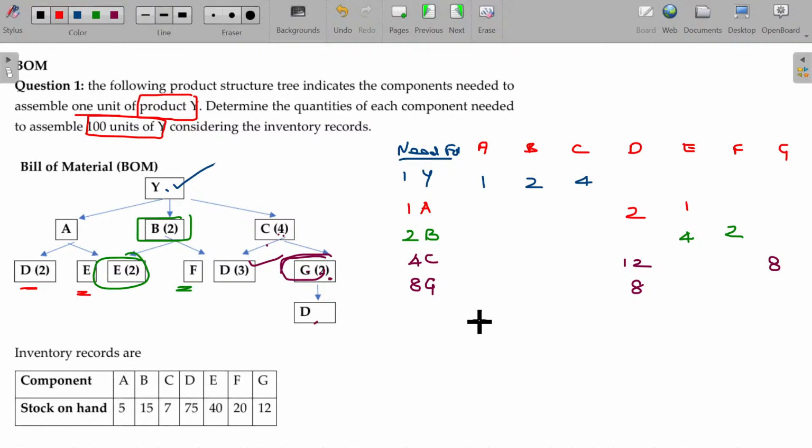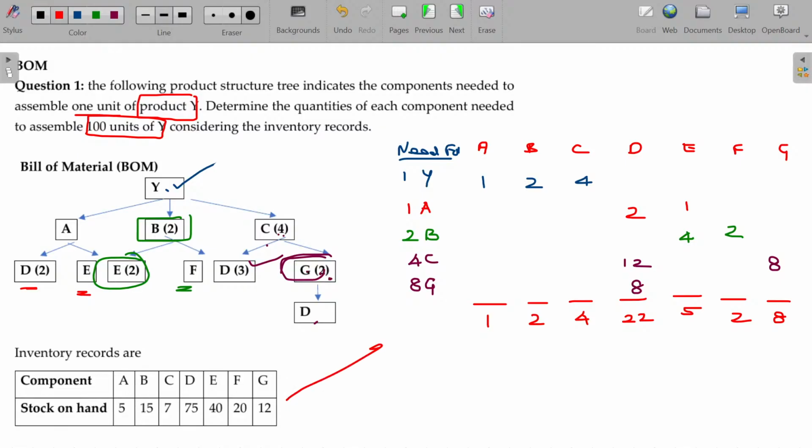So, what is my requirement? 1A, 2B, 4C, 22D, 5E, 2F, 8G. These are the requirements.